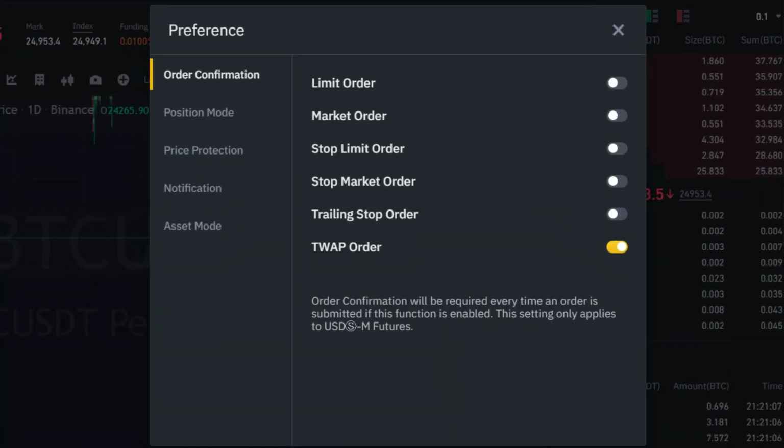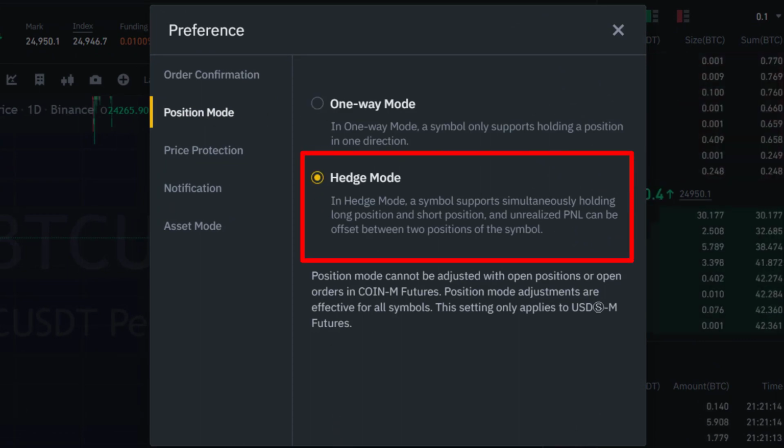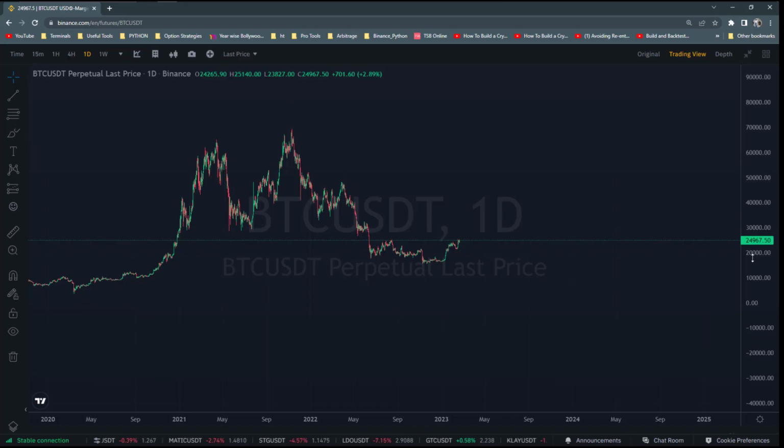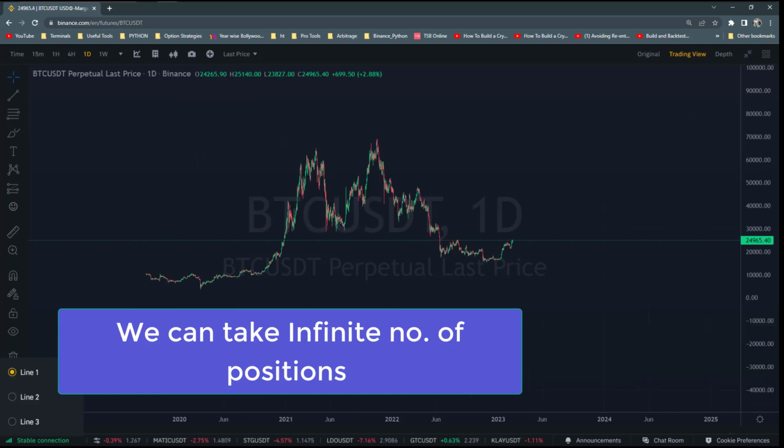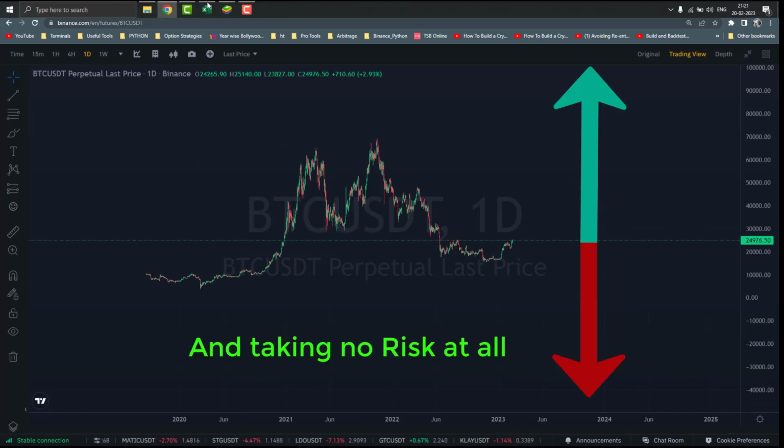In the Binance USDT-M futures section, under the preference tab, there is a mode called hedge mode. If we select that, we can hold simultaneous buy and sell positions of the same contract in our account. Hence, with the help of hedge mode, we can easily deploy our strategy. And with the help of our modified strategy, we will be able to take an infinite number of entries either in the upside or in the downside without the requirement of any extra capital, and the risk would be absolute 0 too.